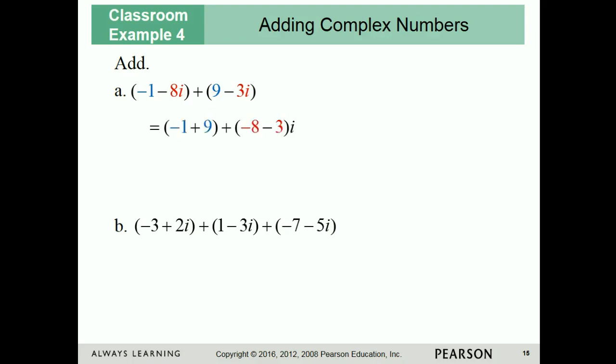Notice that they've separated in the blue the -1 and the 9, so we're going to combine the real parts. And then notice we took -8 and -3, which were the imaginary parts, and we're combining them. So basically what we're doing here is combining like terms, which is something that we've done before. And so we just consider that i as a variable, perhaps.